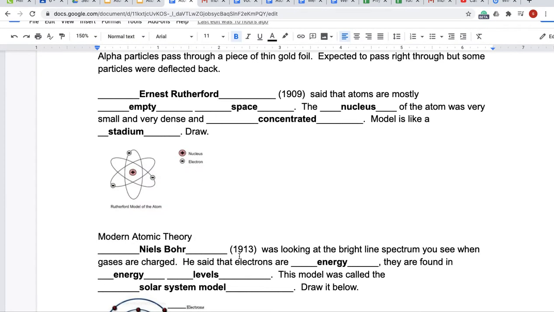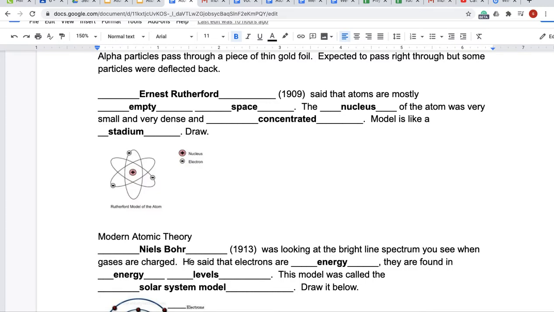All right, so we're getting more modern here, and we're getting close to the end, but the next guy that came about was Niels Bohr, and it was 1913. So you notice we're not spending a lot of time here. We went from Dalton in the 1800s to now 1913, whereas before Dalton, we were going all the way to 400 BC with Democritus and 300 BC with Aristotle.